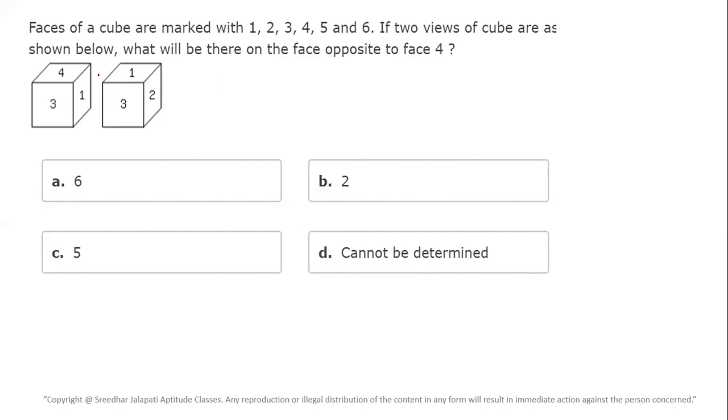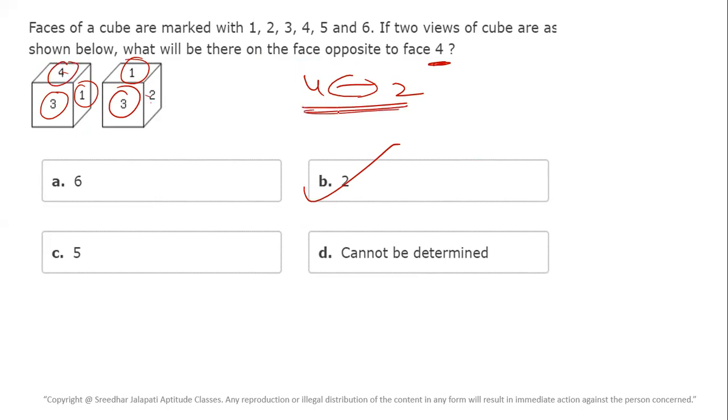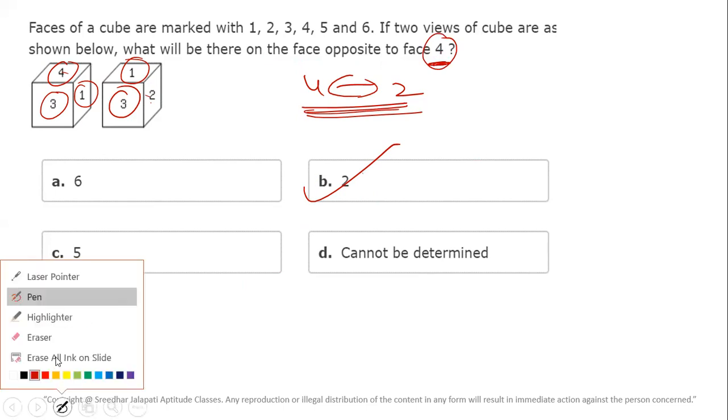Right. Now here is the answer. Here also you can see two elements common, 3 common, 1 common. When two elements are common, as I said, remaining two numbers are opposite to each other. So 4 and 2 are opposite to each other. So what is the number which is opposite to face 4? 2. When two elements are common, you just have to ignore those two common elements. So remaining two faces are opposite. So 4 and 2 are opposite here. You're asked to find opposite to 4, which is 2. Simple, that's it. Hardly 5 seconds, I can say.